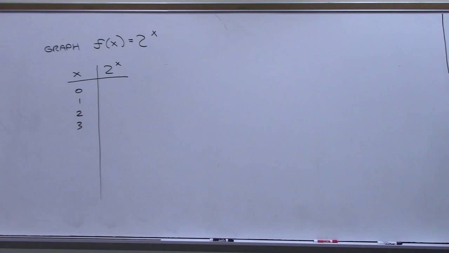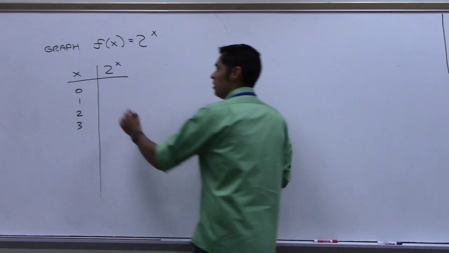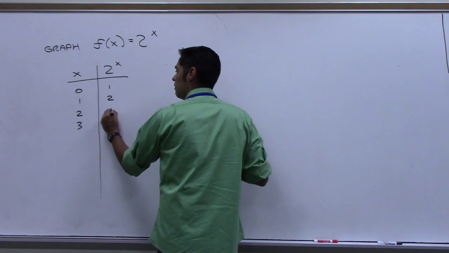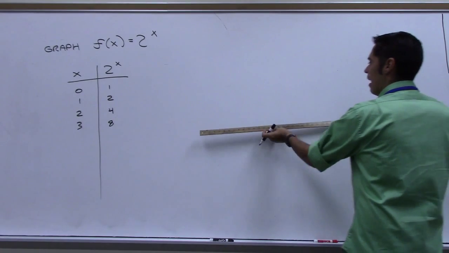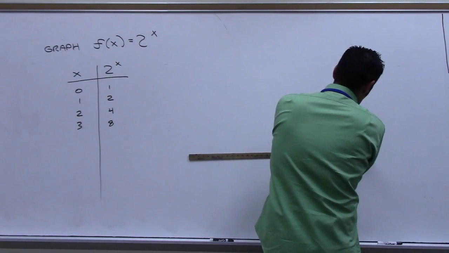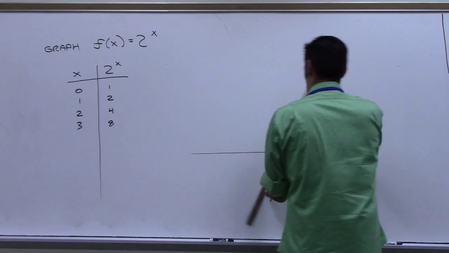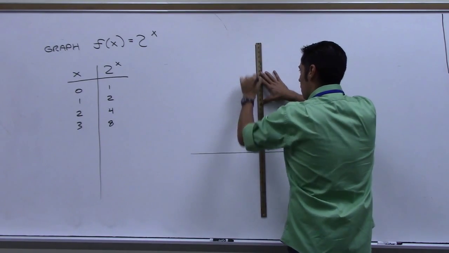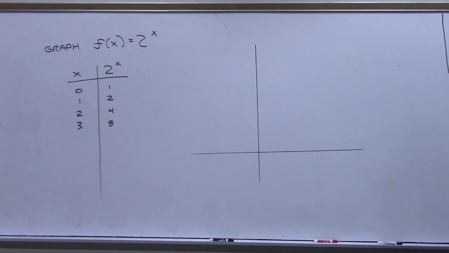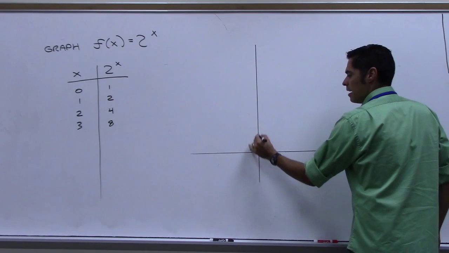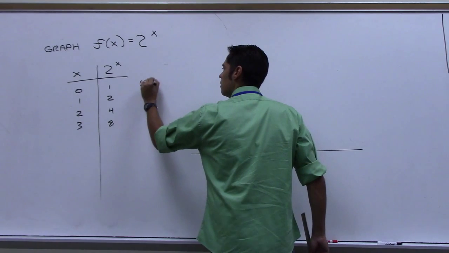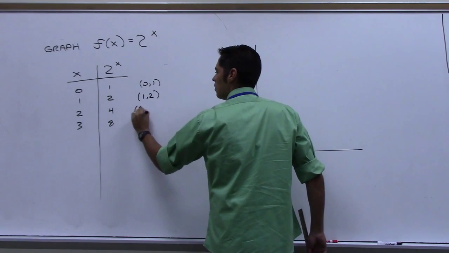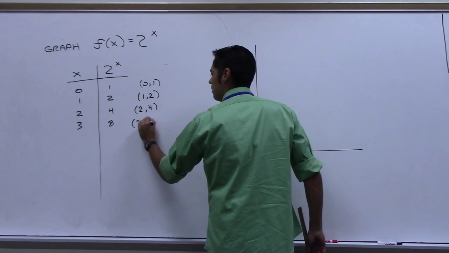So what would happen if you plug 0 in here? You get 1. Plug in 1, you get 2, 2 you get 4, and then 8, right? So let's try and graph that on an x, y axis here. So at 0 for x, I get 1 for y. So that's a point, 0, 1. Next one's 1, 2. Next one's 2, 4. Next one's 3, 8, right?